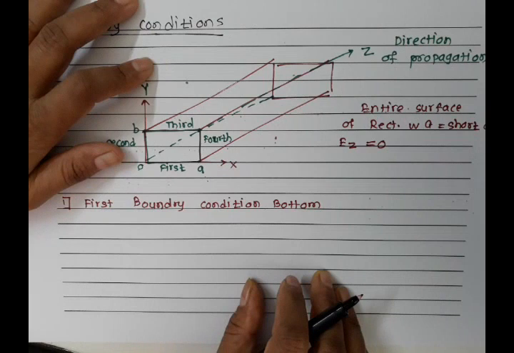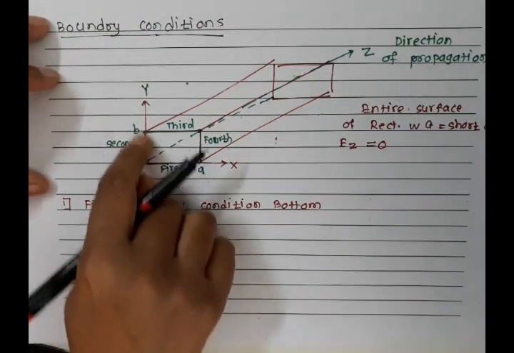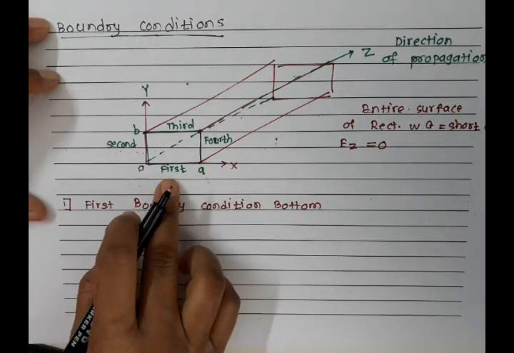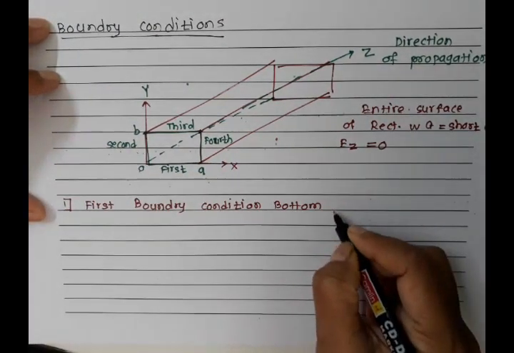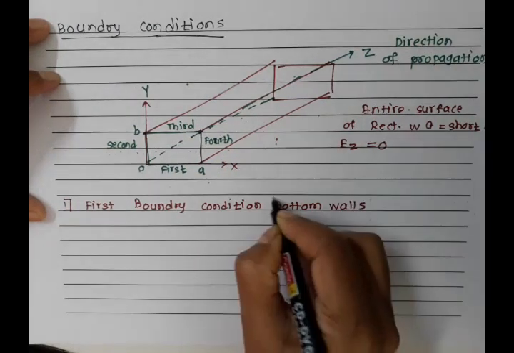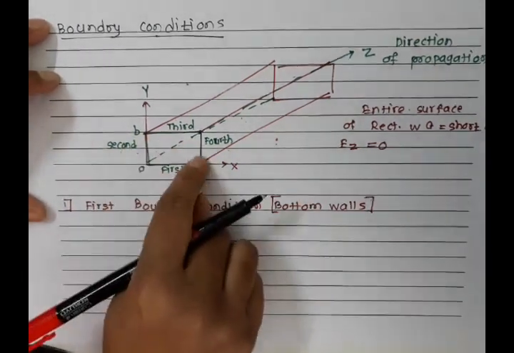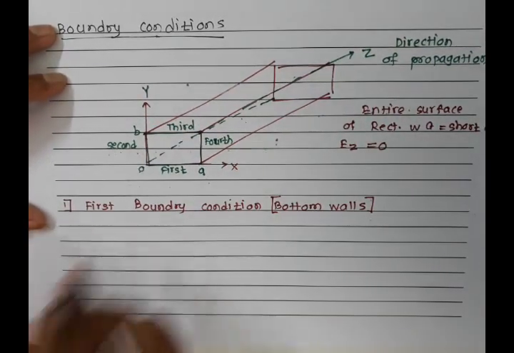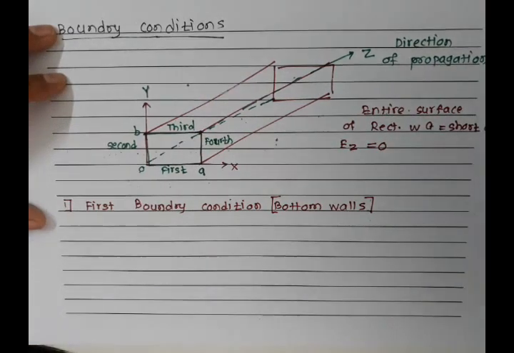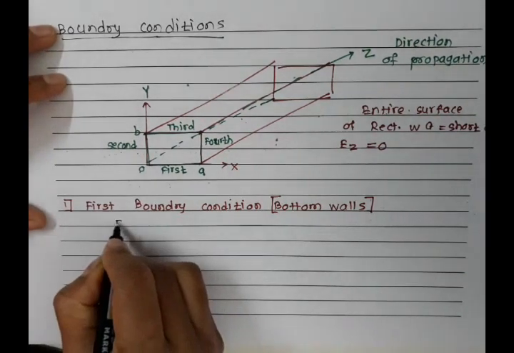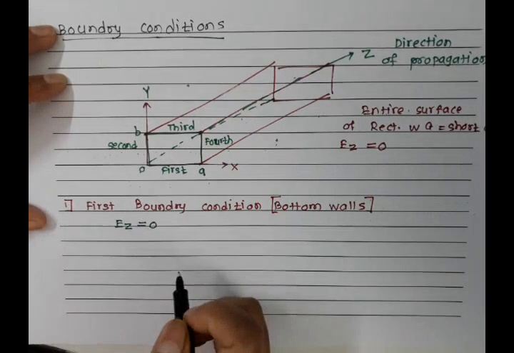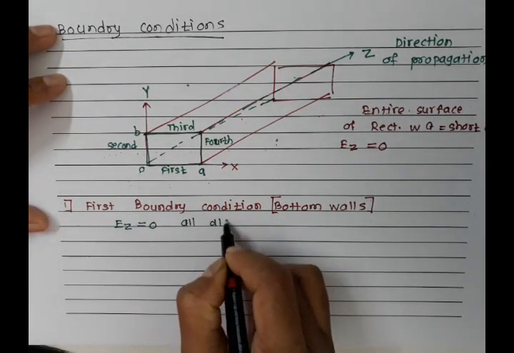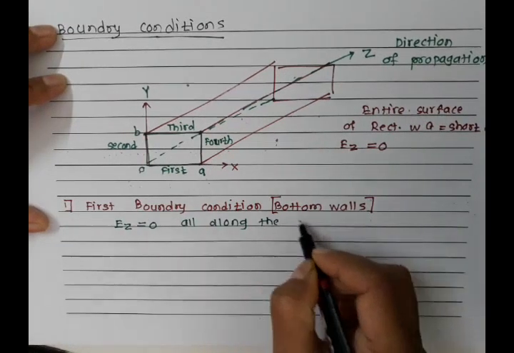Since there are four walls, the bottom, left, top and right, I am considering my first boundary condition to be the bottom wall. At the bottom wall you will have Ez equal to 0, as the complete surface acts as a short circuit. So I'll write here Ez equal to 0, all along the bottom wall.